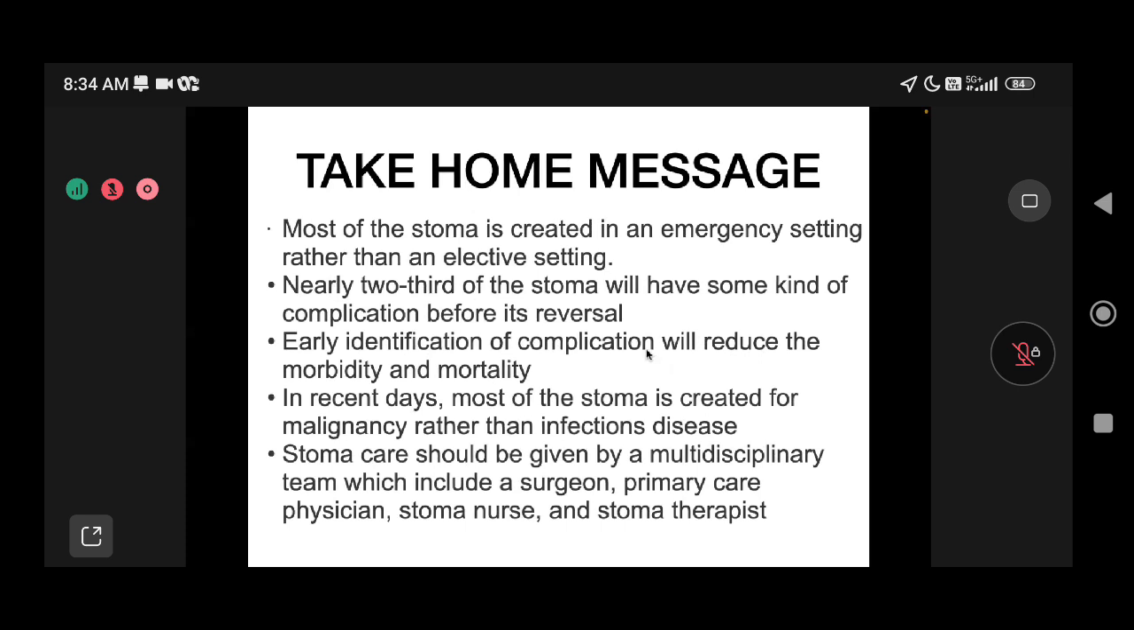So in conclusion, the take-home message is that most stomas are created in an emergency setting rather than an elective setting.